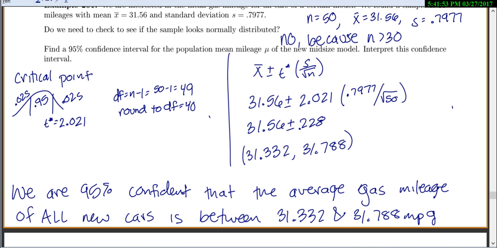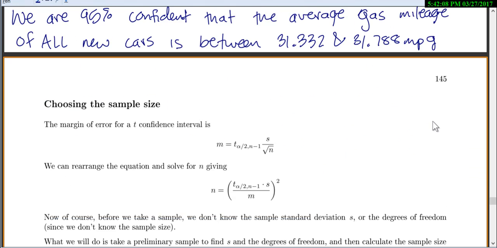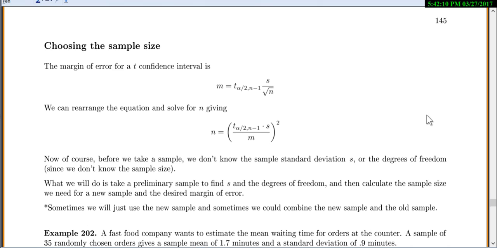Now that we've done that, let's see what's next. The last thing we talked about last time was how to find the sample size that you might want for a certain width of a confidence interval for the z distribution. So we can do the exact same thing for the t distribution. The margin of error, again, little m for margin of error, is always the part you're adding or subtracting. So the t critical point times s over square root of n.